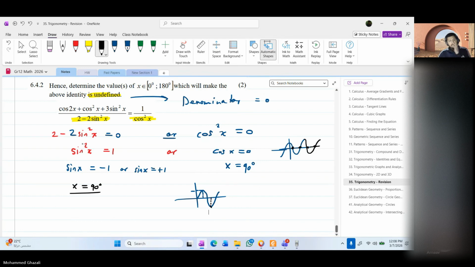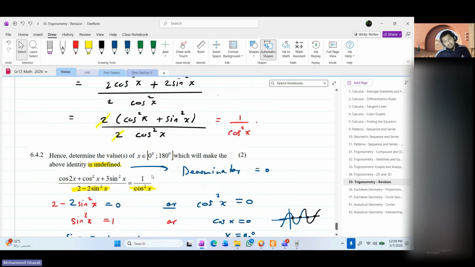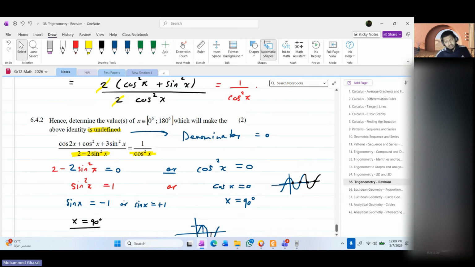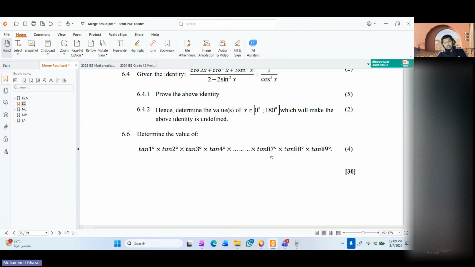That's it. Right, guys. They didn't ask for a general solution. If they ask for a general solution, then obviously you've got to solve these two identities to general solutions. So x is just 90.